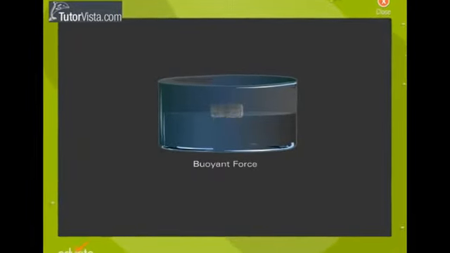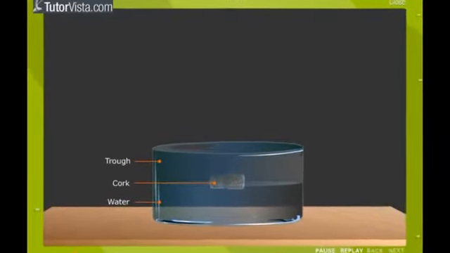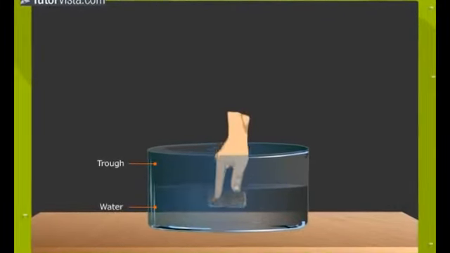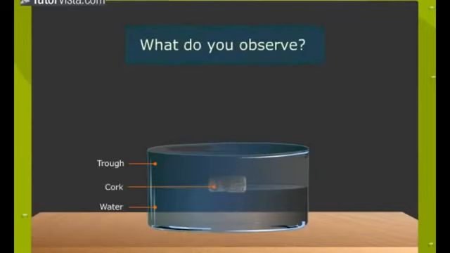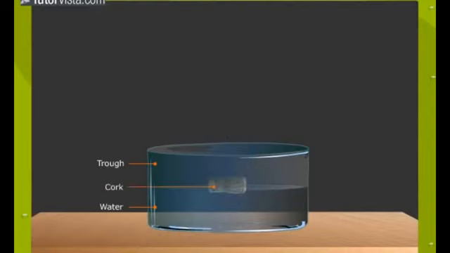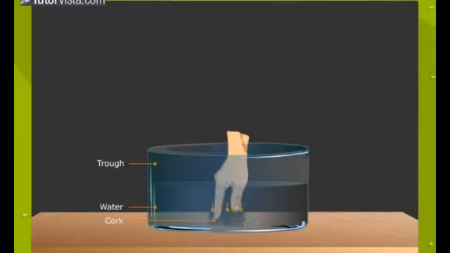Buoyant force. What is buoyant force? Let us understand the meaning of the term buoyant force by performing simple experiments. Push a cork down into water taken in a trough. What do you observe? The cork rises up and comes up to the surface as soon as we release it. Now, to keep it beneath the surface of water, we have to exert a downward force. This means that the cork is experiencing an upward force. The upward force is due to the force exerted by the water. The downward force which we exert counters the upward force.